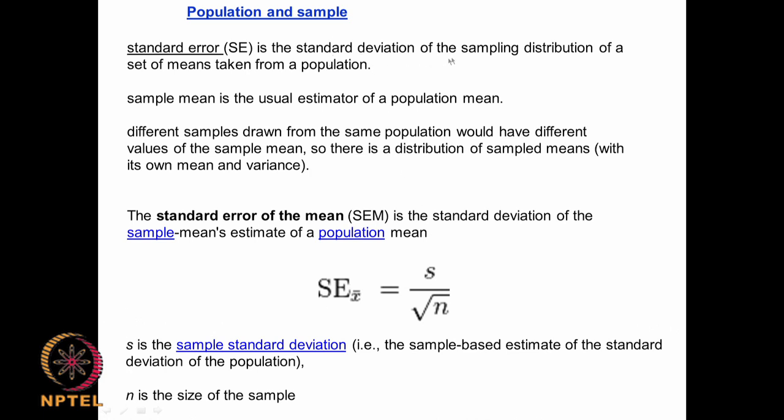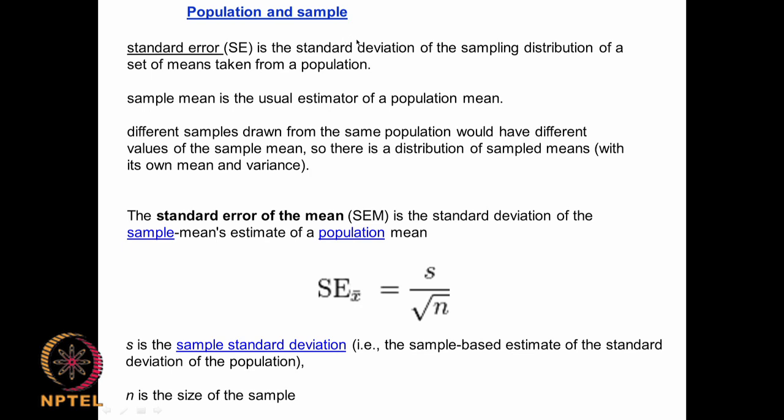Standard error is the standard deviation of the sampling distribution of a set of means taken from a population. So standard error is the standard deviation of all these means which you have taken with different samples from the same population. Do you understand? The mean of all these means is a good representation of the population mean, but if you want to represent the standard deviation, you get something called standard error, which is given by S divided by square root of N, where S is the sample standard deviation and N is the number of data points or samples you pick up. This is very, very important. We use this in many calculations as we go along.